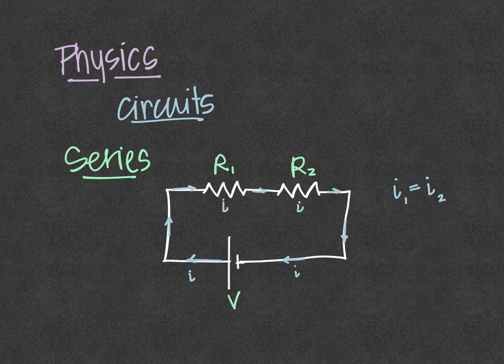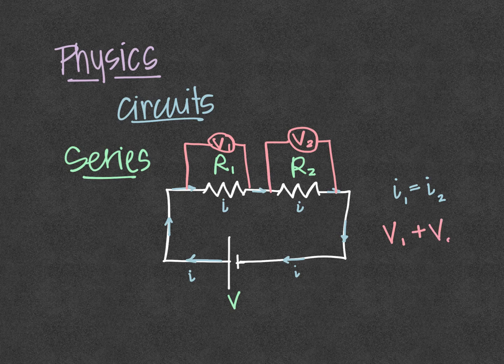Now we saw in our lab that when we measure the potential difference, that's the voltage across each one of these resistors. I'll label them V1 and V2. And so we saw that the potential difference across 1 plus the potential difference across 2 would be equal to the potential difference of our battery, which is V in this case. So the voltage adds in series.